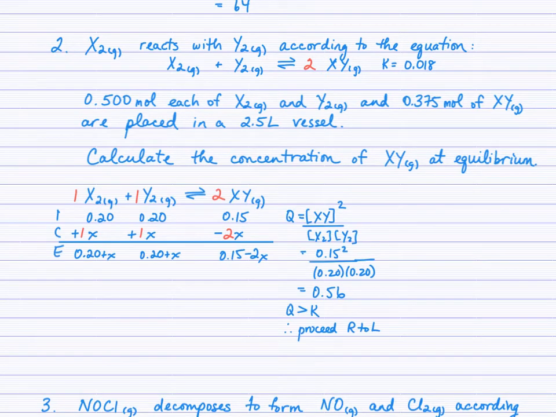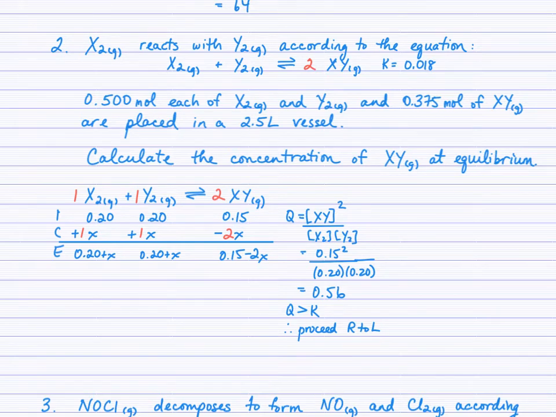Okay, so in setting up the ice table, I calculated initial concentrations and then realized that nothing was 0. And so I needed to calculate Q and compare that to K in order to decide which way I should be increasing and decreasing the concentrations. And you'll see that I've come up with a Q value greater than K, and so the reaction proceeds right to left towards equilibrium, and now I have my equilibrium expressions.